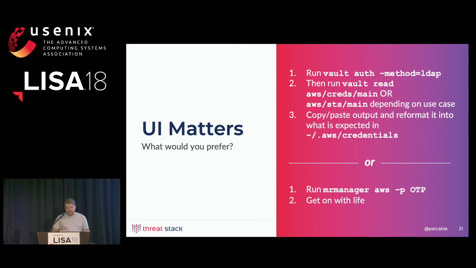So when we look at how we can actually get credentials out of Vault, we can do this crazy dance of running Vault auth and then Vault read and then writing that file, or writing the credentials to .aws credentials. Or what we did was we made tooling that would make it easy for folks to get on with their life and just run one command, which we called Mr. Manager, and continue on.